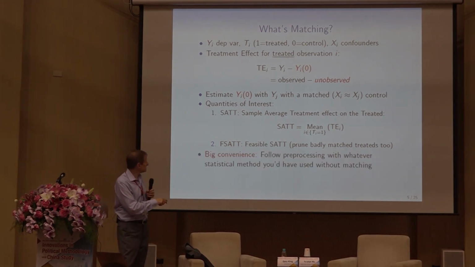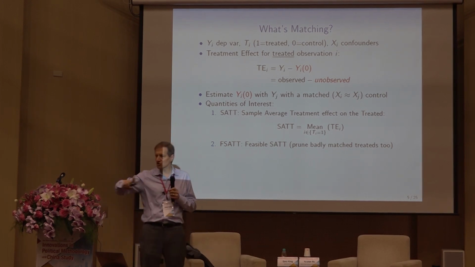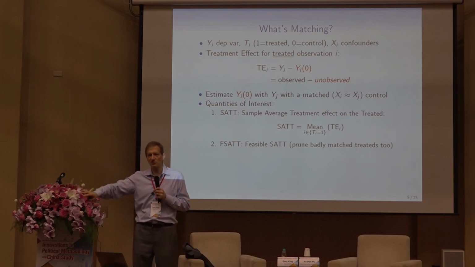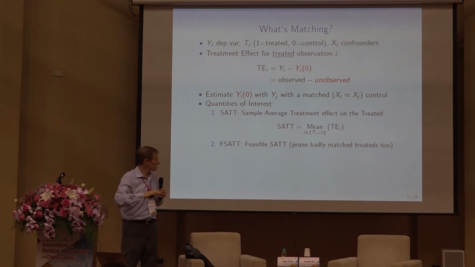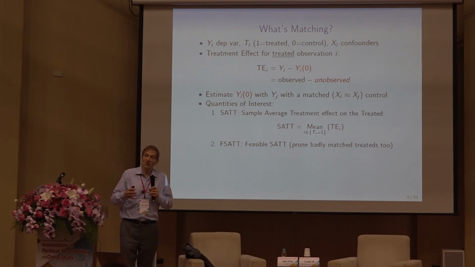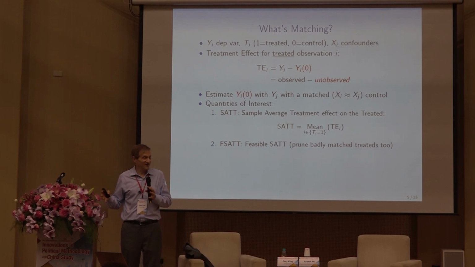So the feasible SATT is basically the same thing, except some treated units don't have a control unit that is easy and nearby, and so then at that point you prune the treated unit. Also, you have to be careful because you've changed the quantity of interest, and so it's a little weird that as part of the statistical procedure you change the quantity of interest. I think that's perfectly fine. It's often the case that we only have data back to 1974, so then our quantity of interest is going to be for 1974 to the present. If we had data back to 1958, we'd use that too. So we changed the quantity of interest.